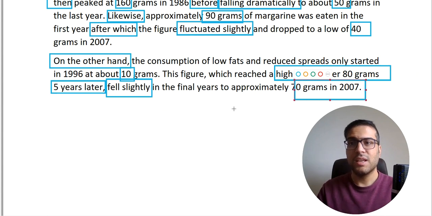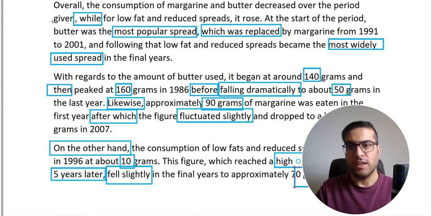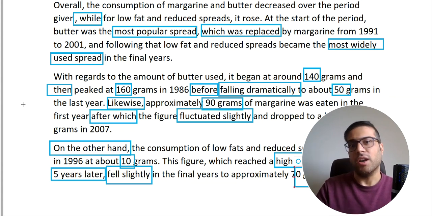So you see, this essay is well written in terms of task achievement. We see a clear overview, we see key features selected well, very logical paragraphing, and enough range of vocabulary and grammar. So this sample answer is likely to get a 9.